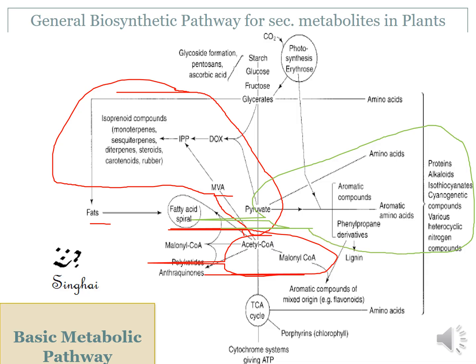Okay? The whole process starts from here, after the photosynthesis, with metabolism of starch, glucose, fructose, glycerin. So this basic metabolic pathway provides a skeleton for how the mevalonic acid pathway leads to the formation of terpenoids, and how acetyl coenzyme A and pyruvate play an important role in the formation of fats, triterpenoids, terpenes, as well as the amino acids in the plants.